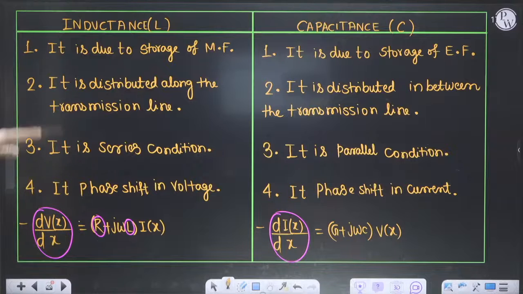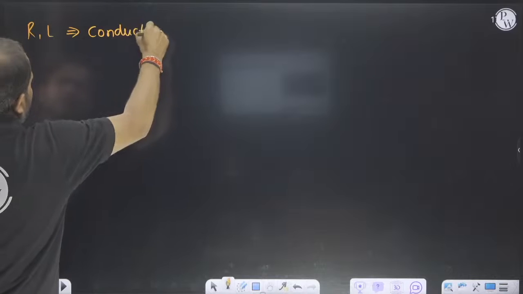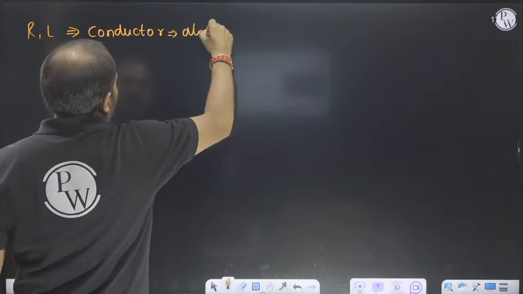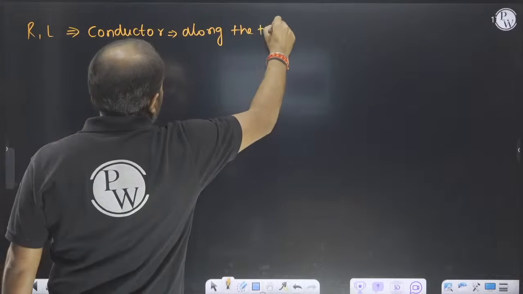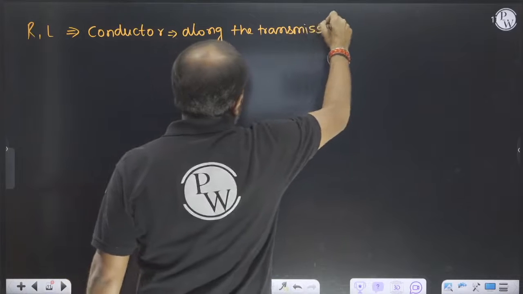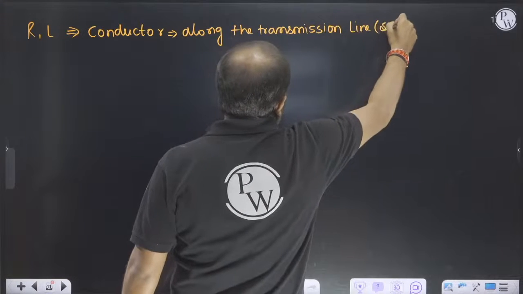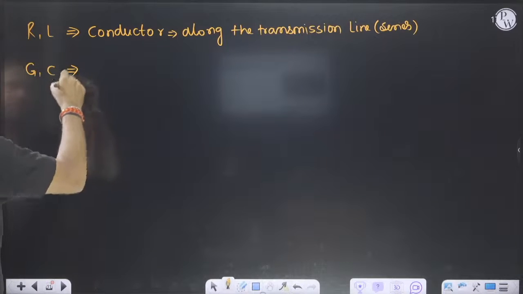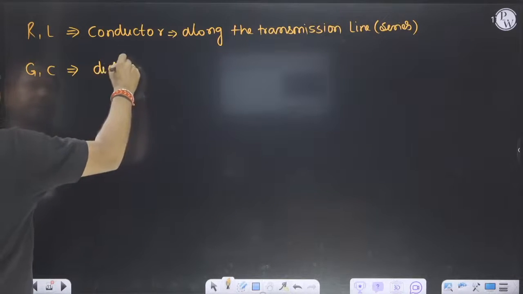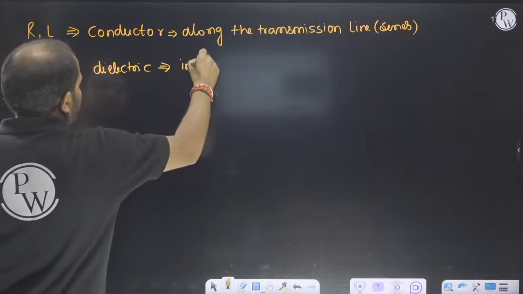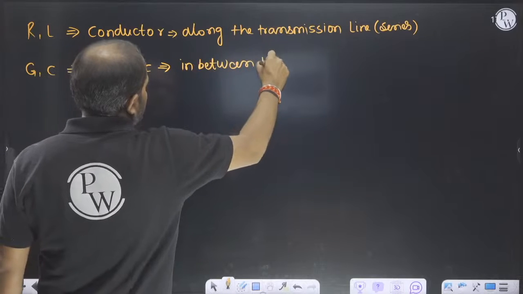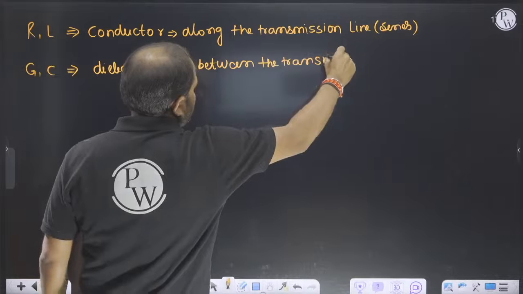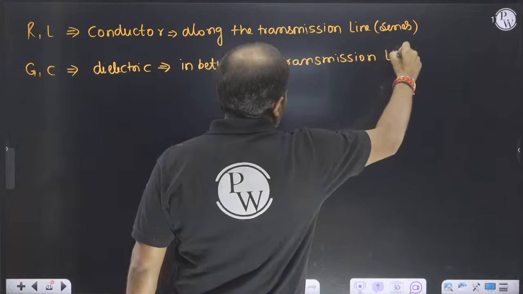So we can say that R and L are due to the conductor, and the conductor is along the transmission line, so R and L will also be along the transmission line. That means series condition. Why is it in series? G and C will be due to the dielectric, and the dielectric is in between the transmission line. In between the transmission line is parallel.